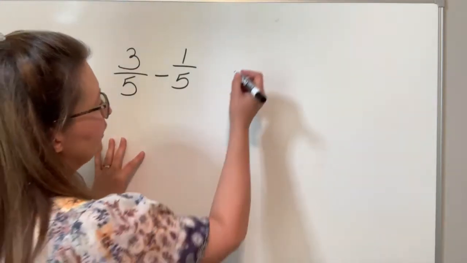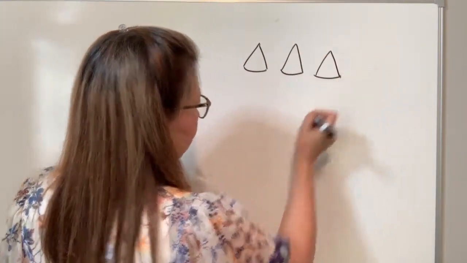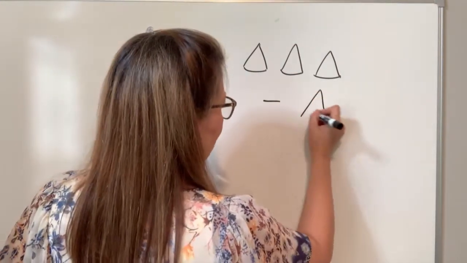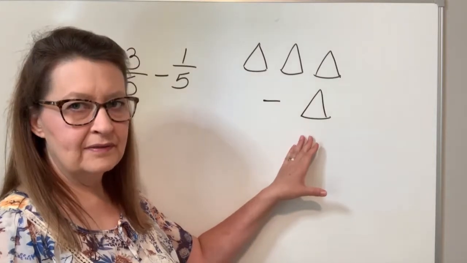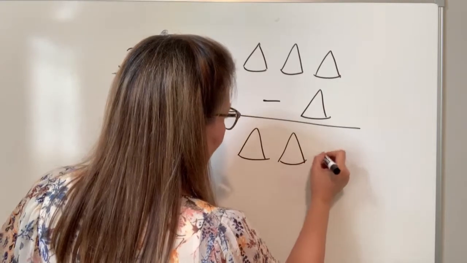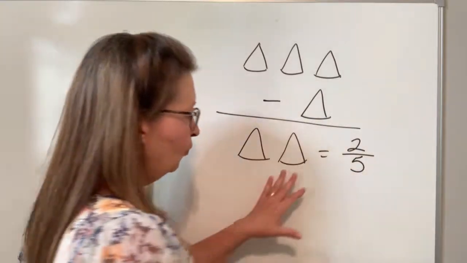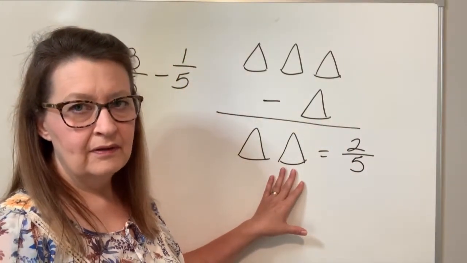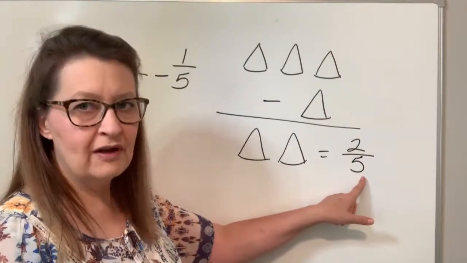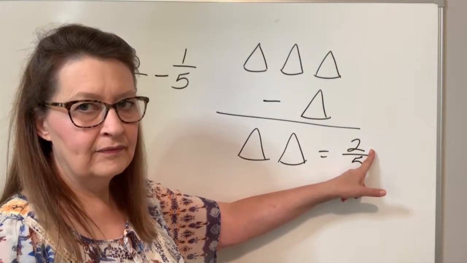If I drew a picture of what this problem looks like, here's 3 pieces of the 5, and somebody wants to take away one of those pieces. So what do you have left? You're going to have 2, and what size are the pieces? They're still 1/5 of a pizza. They're still 1/5 size, so your size did not change. Your denominator did not change. The only thing that changed was how many of those pieces you have. Okay?